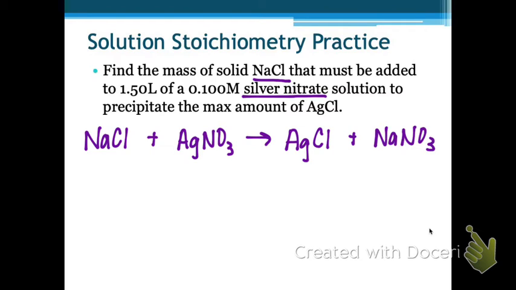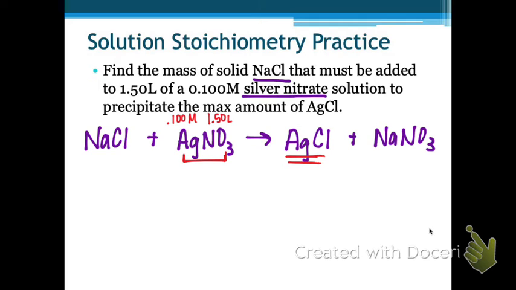All right, here's the information we were given. We were given 0.1 molar and 1.50 liters here. And that's really all we know so far. Okay? So what can we do with that information? We can determine the number of moles of this. And it says to precipitate or to yield the maximum amount of AgCl.